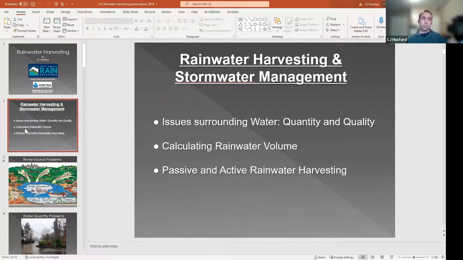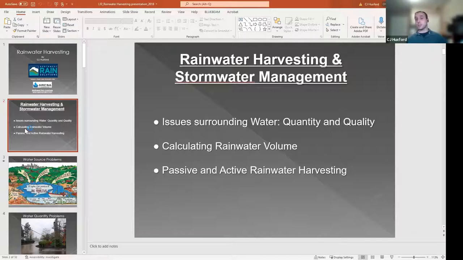And I'd like to start with discussing some of the issues surrounding water that we have locally here in the Pacific Northwest, but it's really something that we deal with on a national and even a global scale. Water quality and water quantity issues, we're going to touch on those. We're going to discuss our approach to calculating the volume of rainwater, and how much we're trying to either catch and retain to be reused, or to mitigate and manage so that it doesn't cause pollution and things like that.